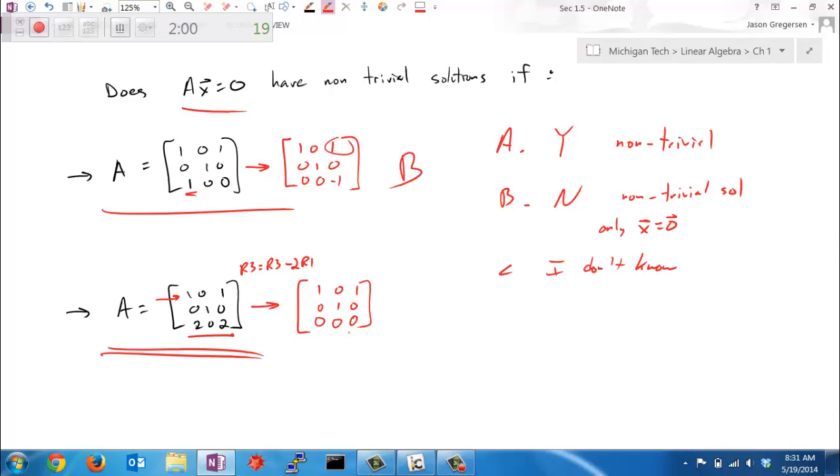x3 is my free variable over here. So there are free variables. I already know it's consistent because it's homogeneous. So therefore, there are non-trivial solutions. So this one would be A. Yes, there are non-trivial solutions. All right, any questions about this one? Remember, make sure you get your questions answered. It's your grade. If you have questions, make sure you ask them.